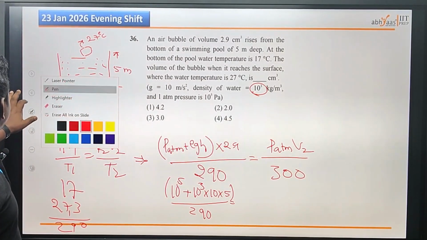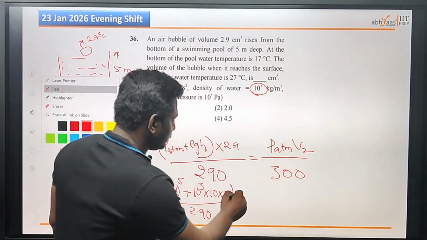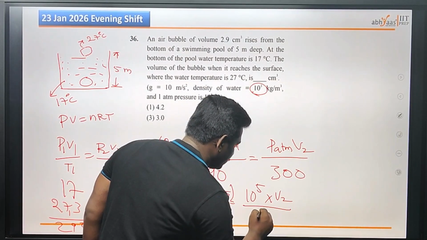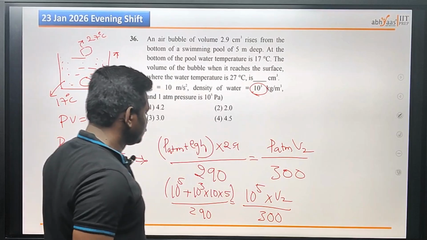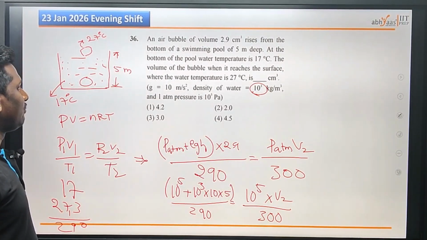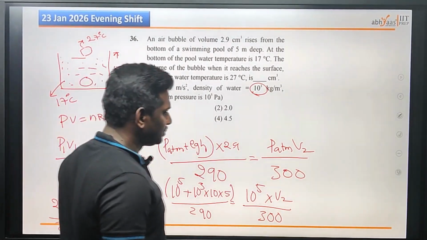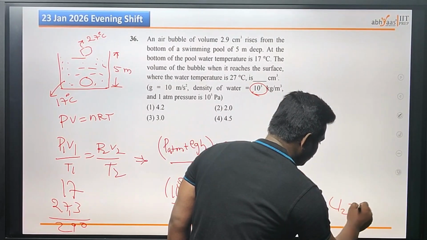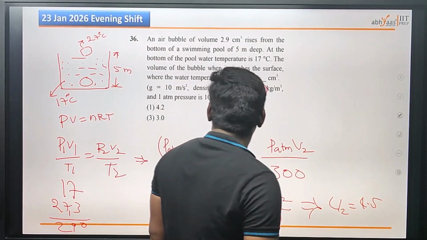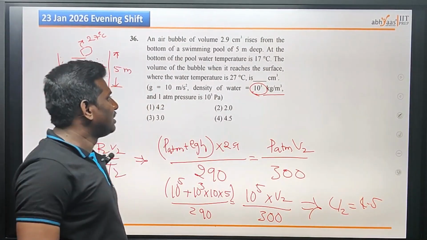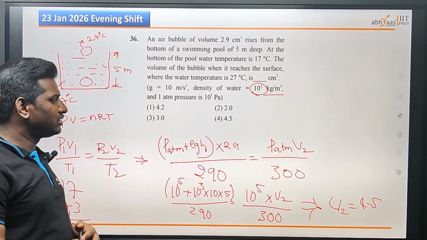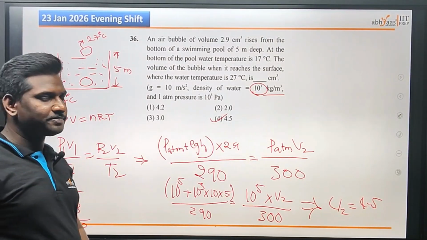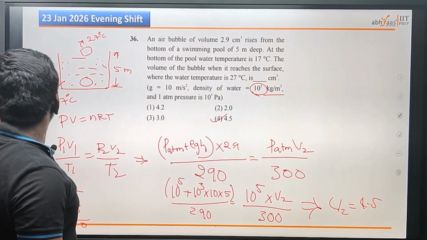Next, 10 to the power 5 into V2 by 300. You have to find the volume V2. V2 can be written as 4.5 centimeter cube. That is option 4. Next question.